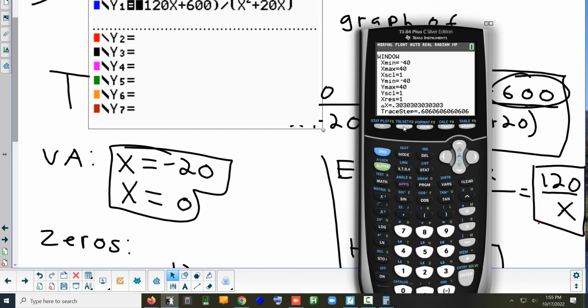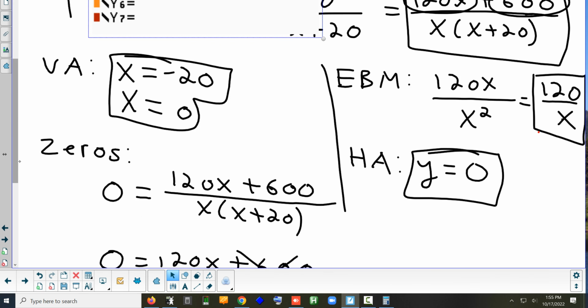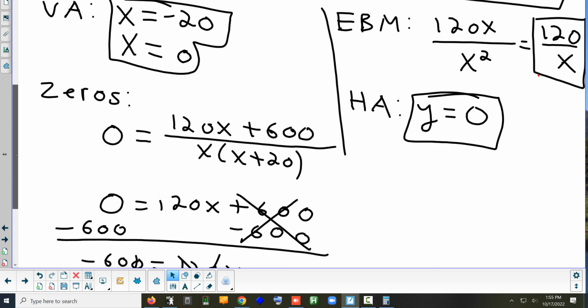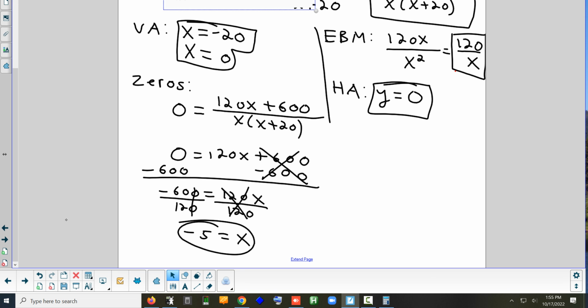Out of the things that I have here, do we have vertical asymptotes? And make it smaller so we can see it. The zeros, the horizontal asymptote. We're not really worried about the horizontal asymptote when we're setting the x min. Is there anything important that happens below 120 on the x-axis?